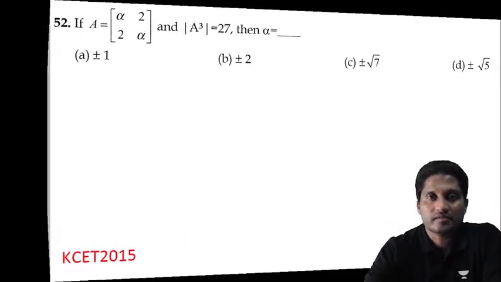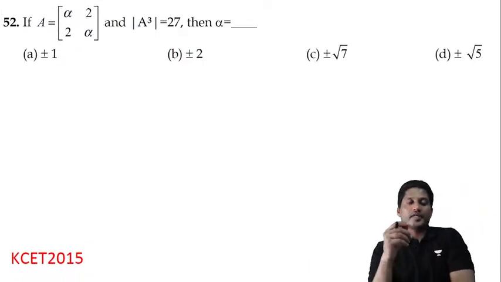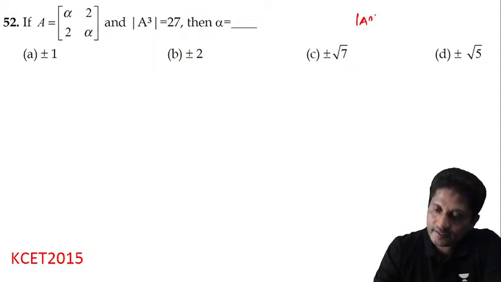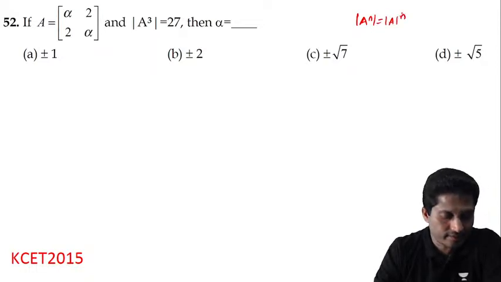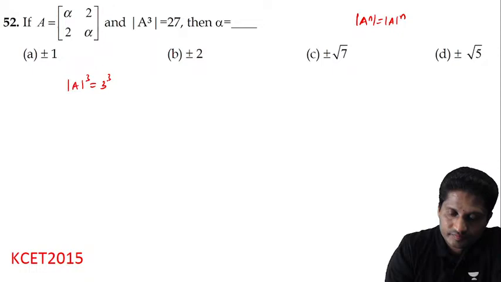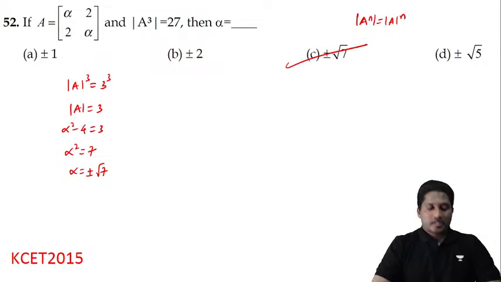Let's move to the next question. Find a cube. Suppose you have determinant A power n, the same as determinant A whole power n. Now this is determinant A whole cube equal to 3 cube. Determinant A is equal to alpha square minus 4, so alpha square is equal to 7. Alpha is equal to plus minus root 7. The answer is the option.